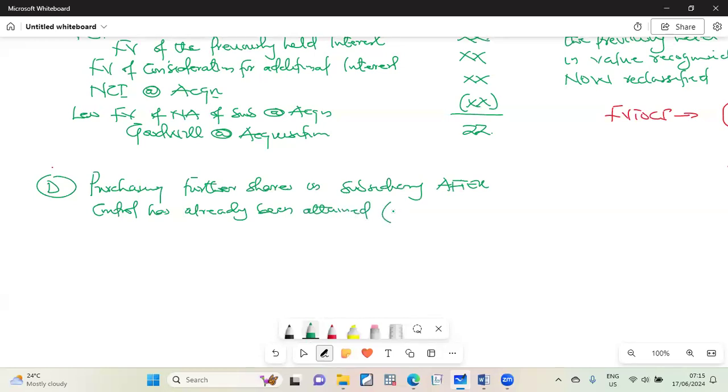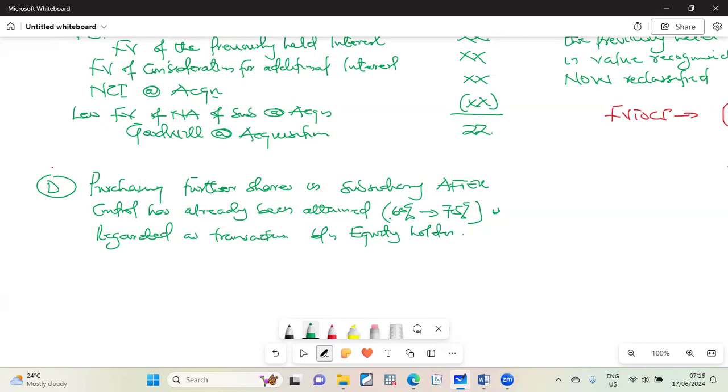For example, let's say I had my 60%, the one we did. Then after I had 60%, I now buy a further 15. So I go to like 75%. Please, this one is regarded as what we call a transaction between equity holders. It's recognized as a transaction between equity holders. And the technical name for that is what I call control to control.